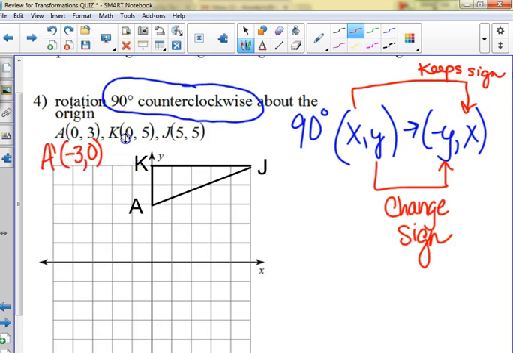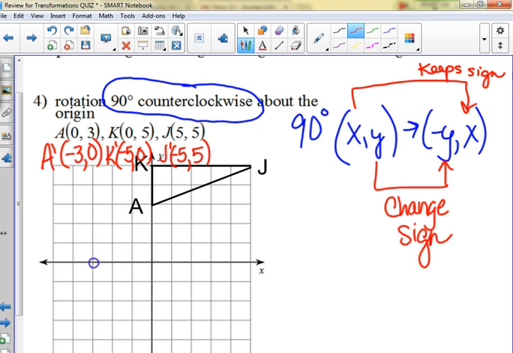The K, the 0 is going to move to the back, and the 5 is going to move to the front and change the sign. This one, both 5s, but the back 5 moves to the front and changes sign. The X that was a 5 just moves to the back and stays a 5.